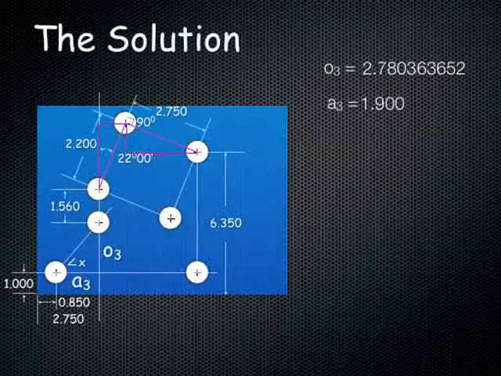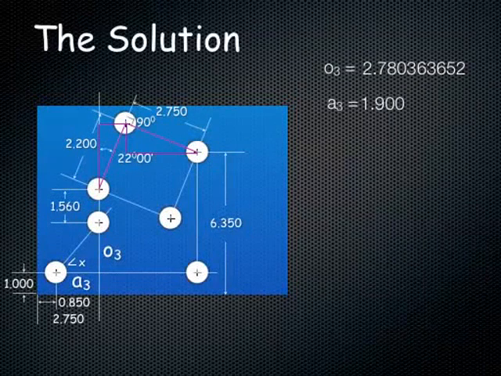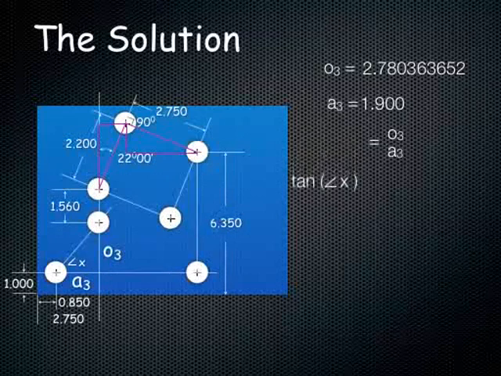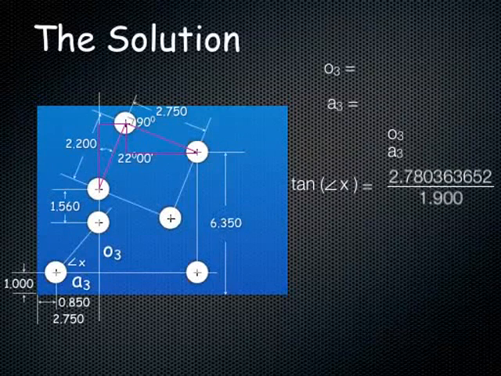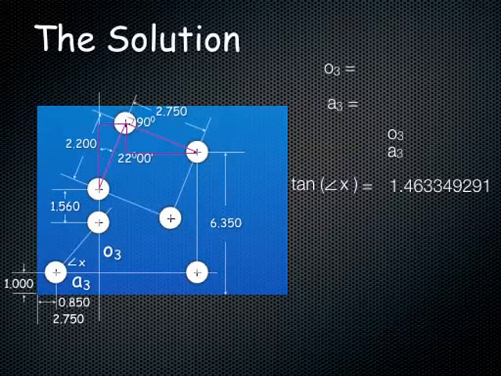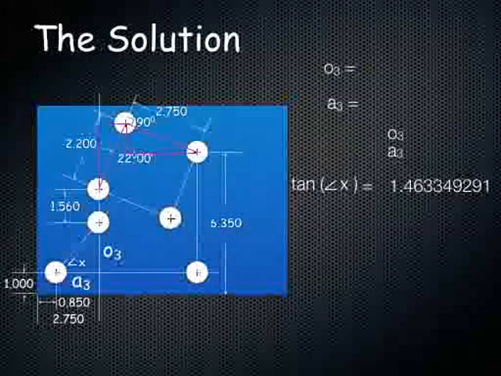Now we've got O3 and A3. We'll use the tangent function since we have the opposite and the adjacent sides. Substitute in our values. 2.780363652 divided by 1.900 gives us 1.463349291. Look that up in our tangent table.